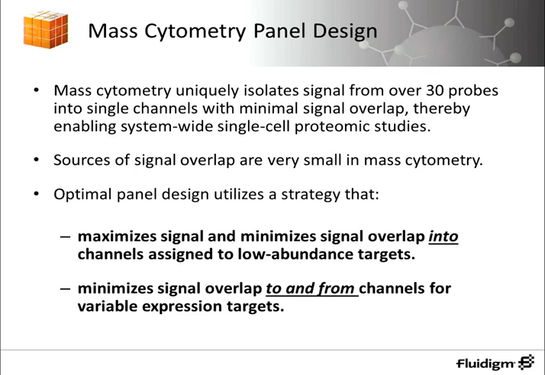Even though signal overlap in mass cytometry is small, we still have to take it into account. And what the panel design tool does is it tries to maximize signal and minimize signal overlap into any channels that we're trying to assign to low abundance targets. And then we also want to minimize signal overlap to and from any channels where the expression of a target is going to be variable.